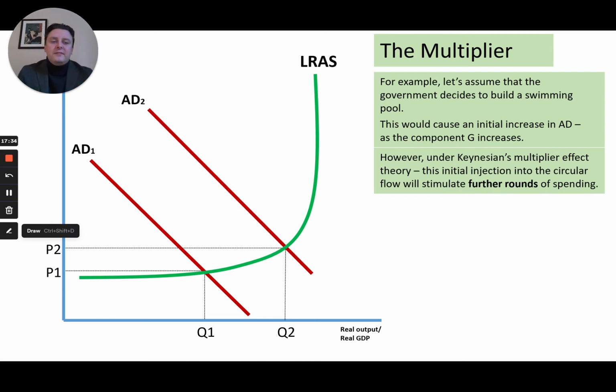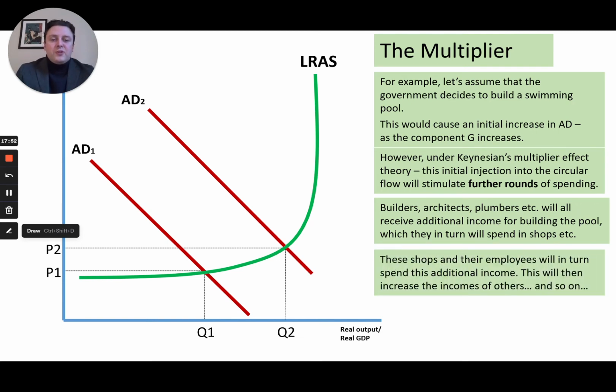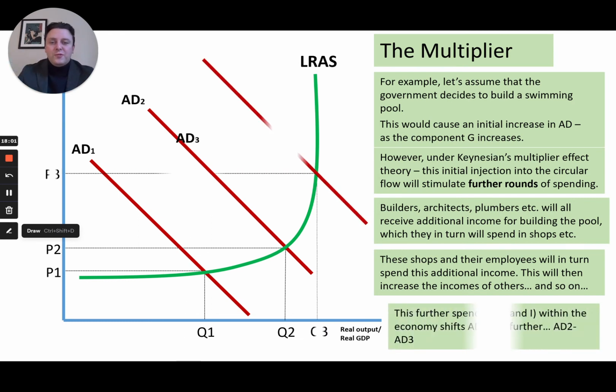However, the Keynesian multiplier effect theory says that there will be additional rounds of spending, as we discussed a minute ago. Builders, architects, plumbers will all receive additional income from the building of the school, which they will then spend in shops. These shops and their employees in turn will have this additional income. They will then increase the income of others, and so on and so on. This further spending, which is part of AD under C, consumer spending, and I, investment, shifts the aggregate demand curve even further from AD2 to AD3.